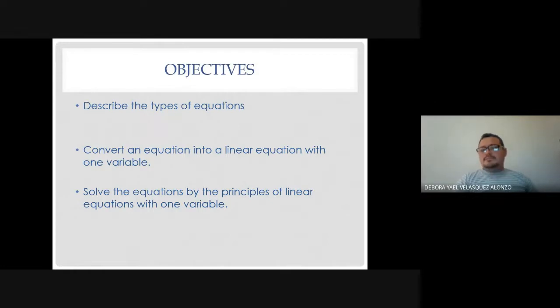And at the end, it's simple like that, okay? It's just convert the things into linear equations. That's what we will try. So we're going to solve equations by using these principles of linear equations.